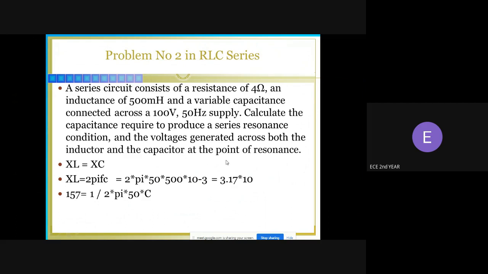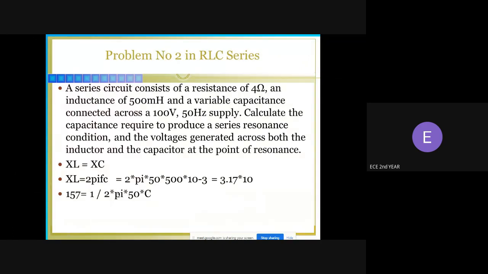So here at resonance, we know XL equals XC. XL equals 2 pi FL, so we can find the value of XL. So we know XL equals XC, and from that we can find the value of capacitance. Clear? We know the value of the inductor. At resonance, definitely XL equals XC. So from the data available, XL equals 2 pi FL.